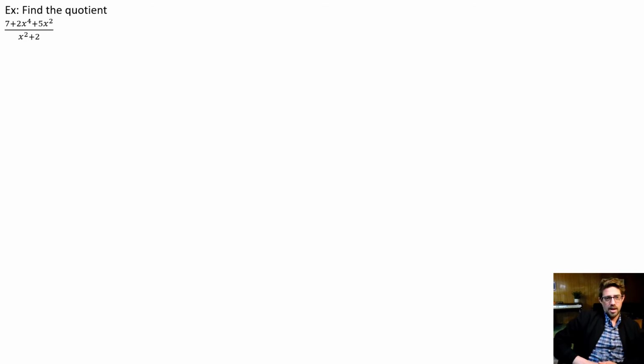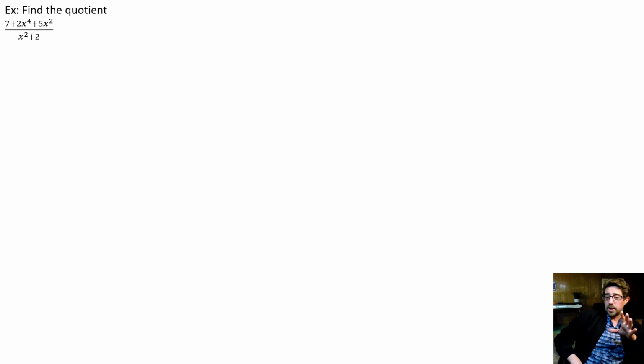So here it is. This one's even harder. 7 plus 2x to the 4th plus 5x squared over x squared plus 2. So notice there's some different stuff here. We got a higher degree in the numerator, and then there's a higher degree in the denominator as well. The denominator actually has an x squared in it.